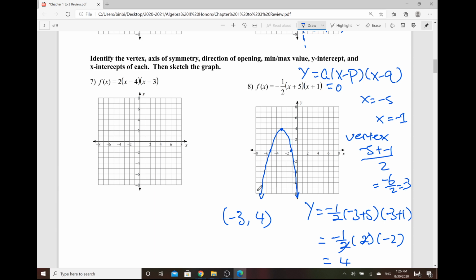Another thing is that you want to find the y-intercept. In order to find the y-intercept, you want to set x equals 0. So plug in 0: 0 plus 5 is 5, times 0 plus 1, that's 1. 5 times 1 is 5, times negative 1/2 is negative 2.5. So this one is supposed to be going through negative 2.5, so this should be a little bit more to the right. Okay, let me fix that.